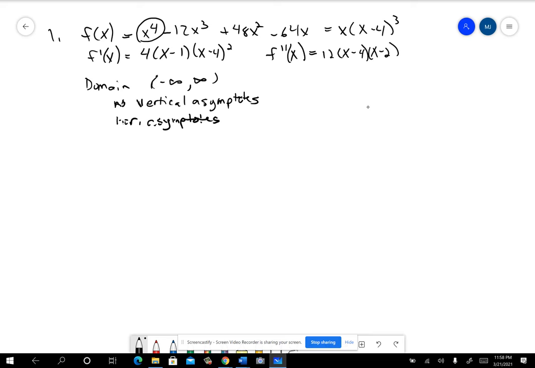Then the horizontal asymptotes. There's none of those, because your end behavior comes from x to the fourth, and that would look like this at the ends since they're both even.